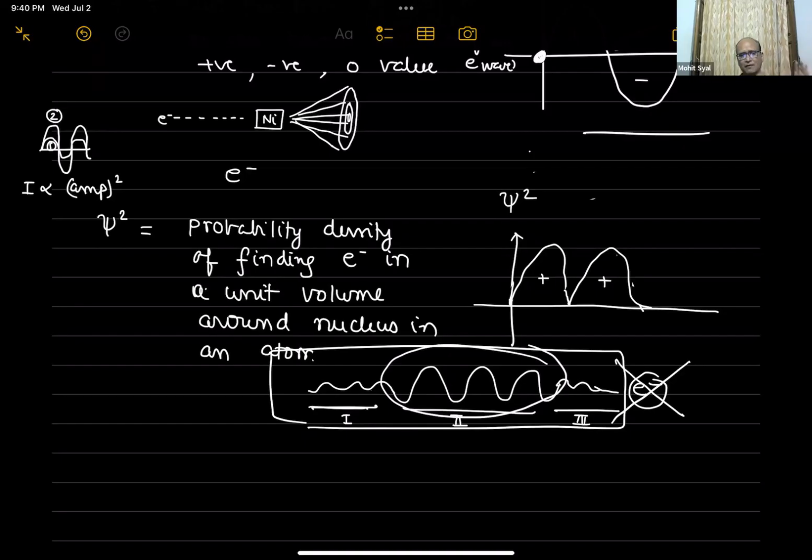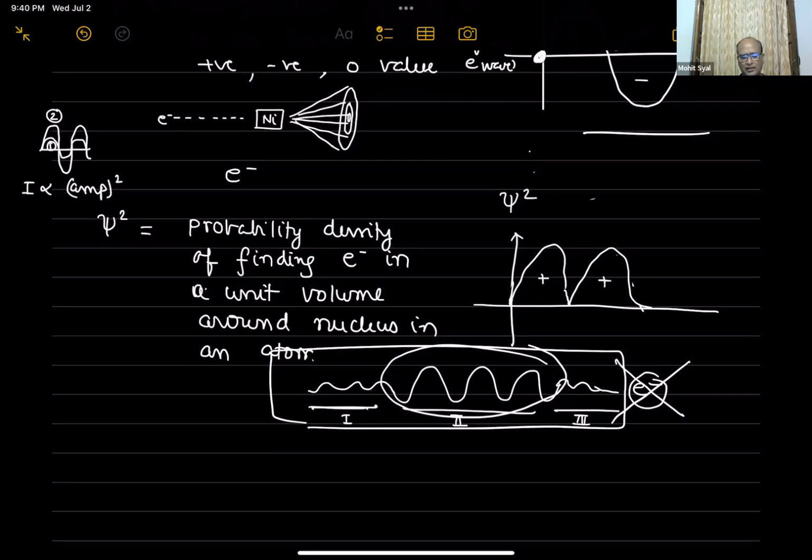Just like in the light waves where amplitude square was giving the intensity of the light, similarly, if you square the amplitude of the electron wave, you are going to get the intensity of the electron. It means you get the probability density, the density of the electron per unit volume, which is going to be more wherever you have more value of psi square. Is it clear? So have you understood the significance of psi and psi square?